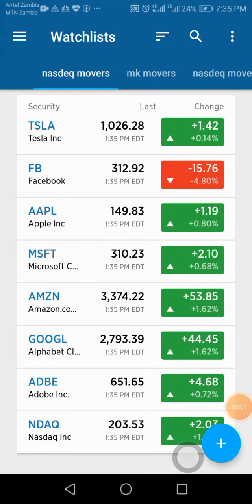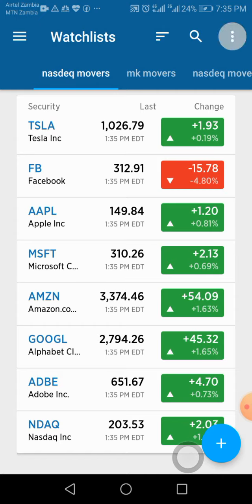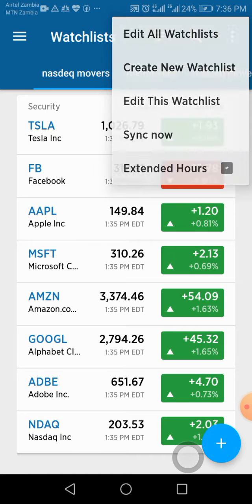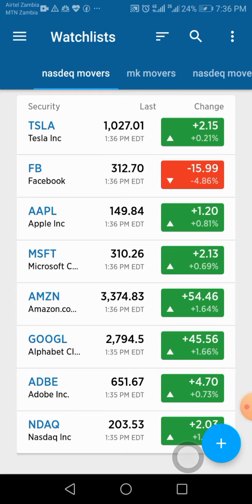So ladies and gentlemen, when you have added all these big companies, the major players, it's going to look something like this. Okay, apart from that, you can come to the 3 dots and click on extended hours. You tick extended hours so you can see the figures changing in actual real time. And with that being said, there's only 2 things involved in this circle.